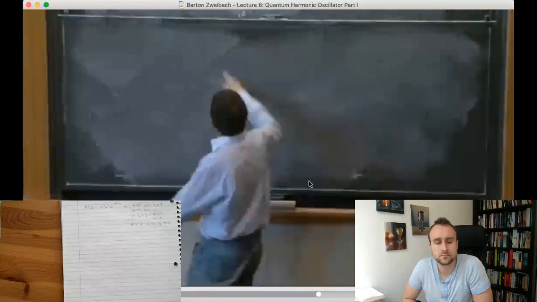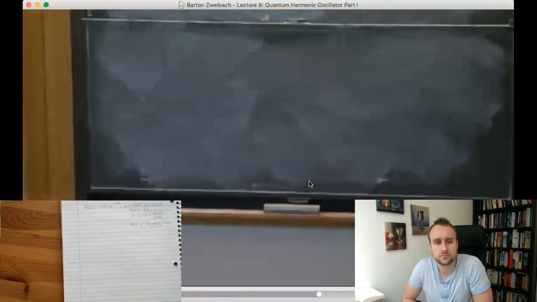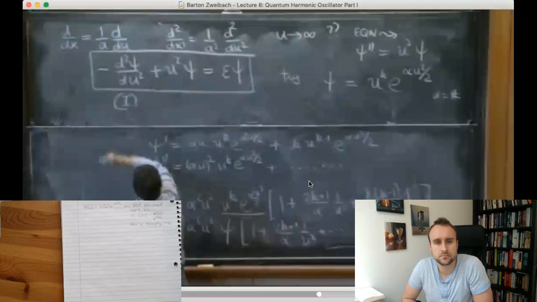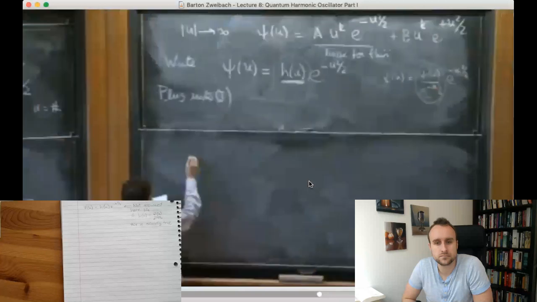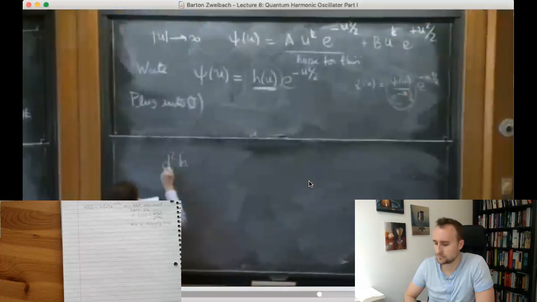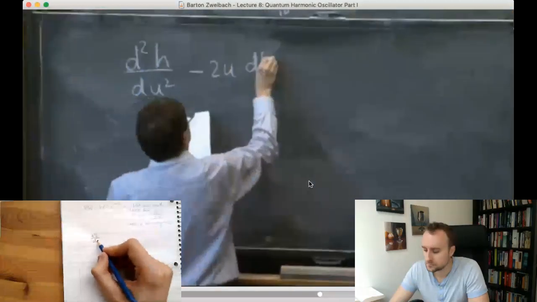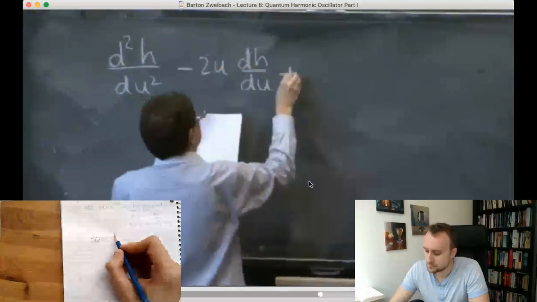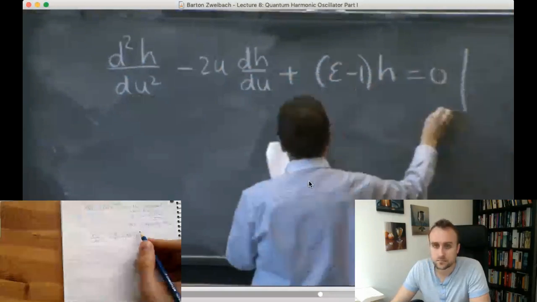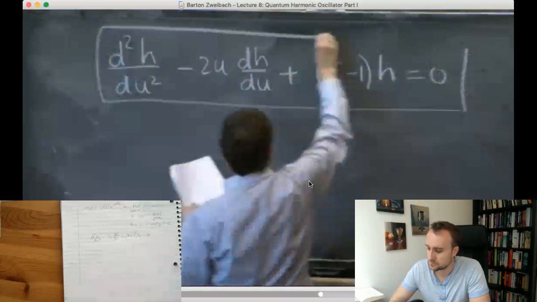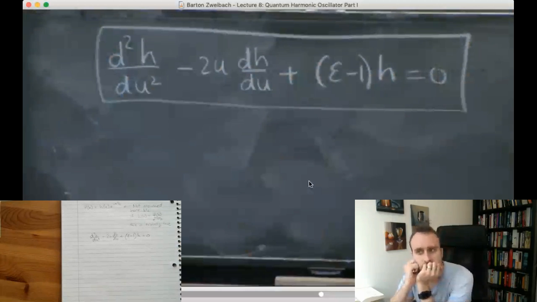So by the time you substitute, of course, the e to the minus u squared over 2 is going to cancel from everywhere. It's very easy here. You just need to take 2 derivatives, so it becomes a second-order differential equation. And indeed, it becomes a tractable differential equation. The second derivative of h with respect to u squared, minus 2u dh du, plus e minus 1 times h equals 0. Okay, that is our equation now.